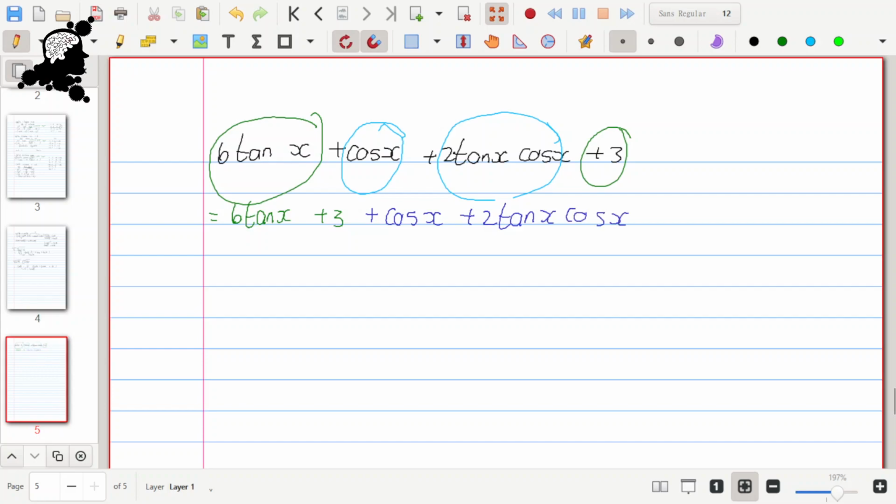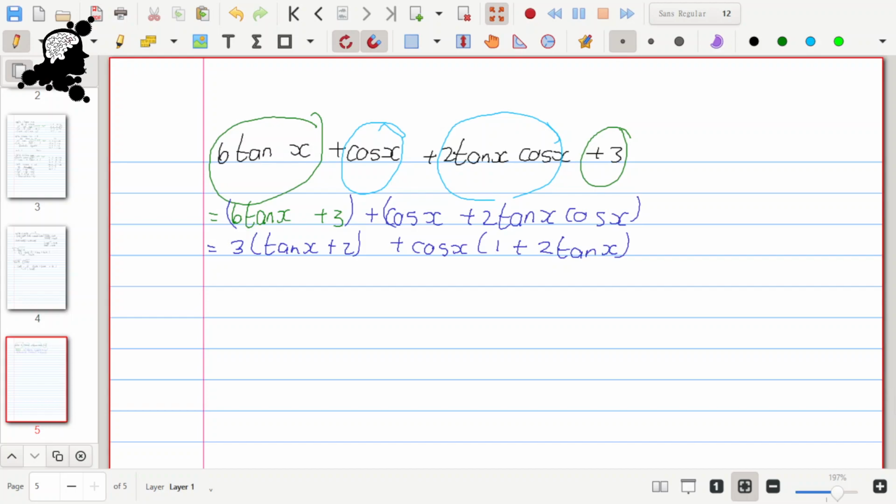Now what I'm going to do is I need to identify a common factor here and a common factor there. My common factor in the first bracket is going to be 3. I remain with tan of x plus 2. In the second bracket, my common factor is cos of x. I remain with 1 plus 2 tan of x.